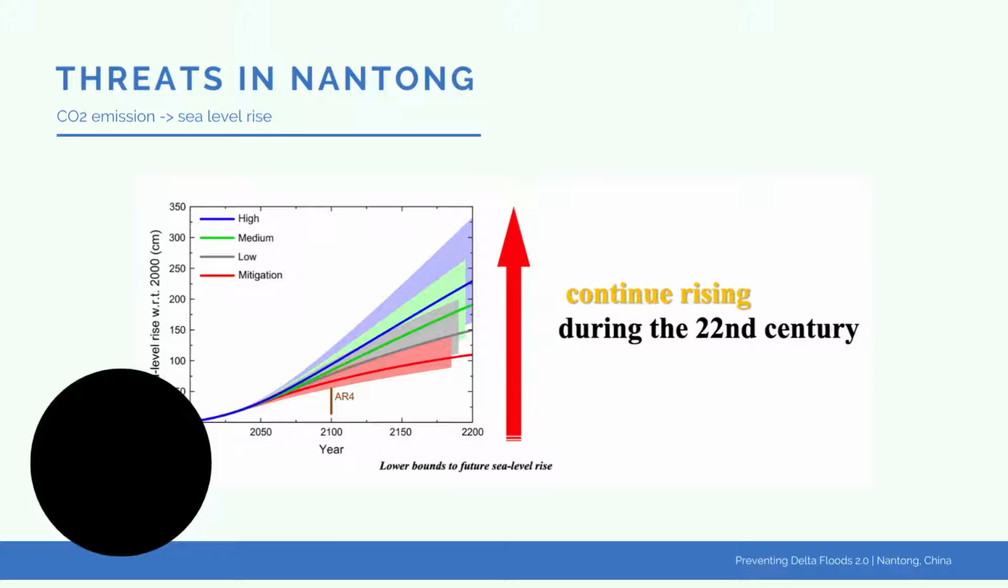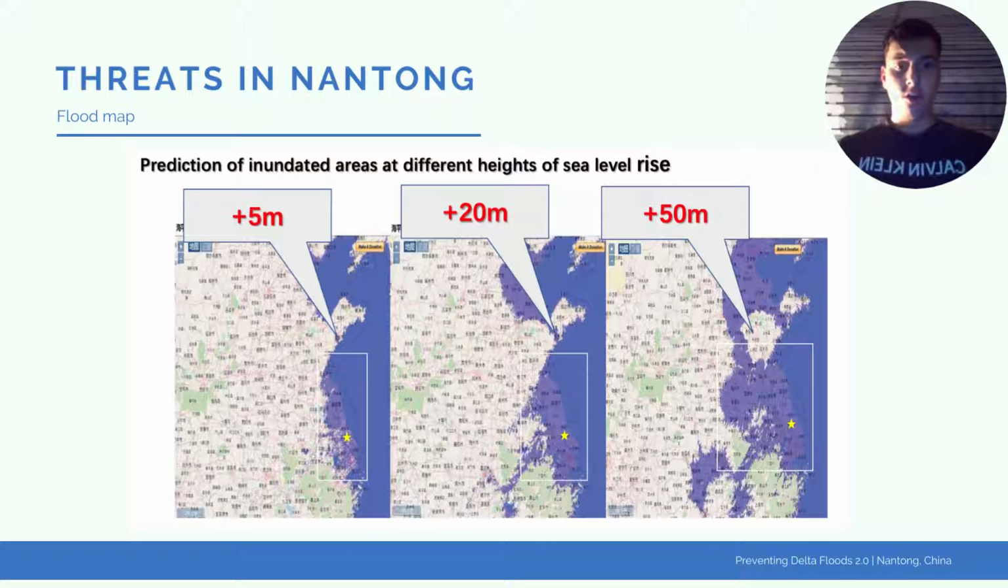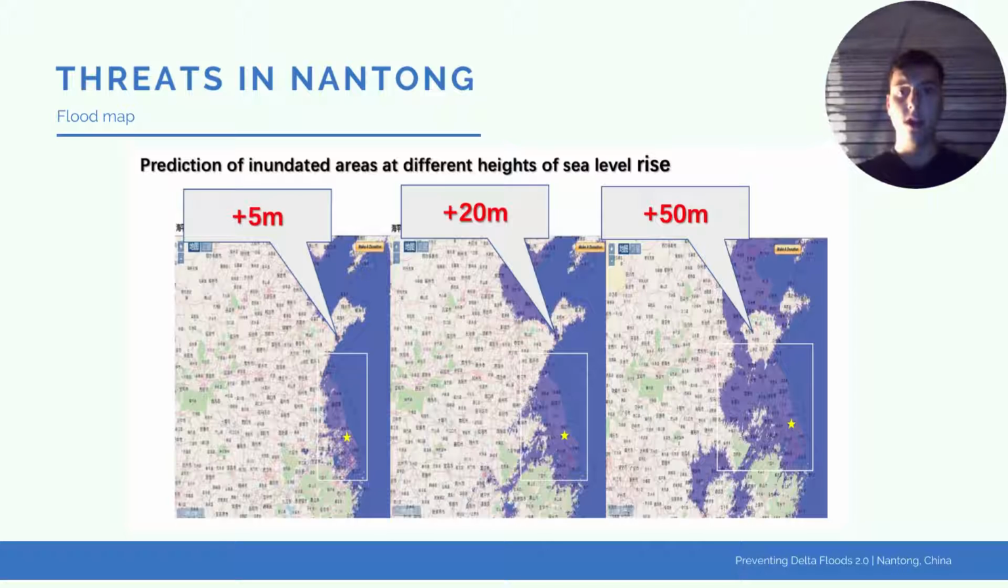First, we are going to tell you something about the threats in Nantong. Because of the large amount of CO2 emissions, the sea level is rising. By choosing our solutions, we've also looked at the threats that are currently in Nantong.